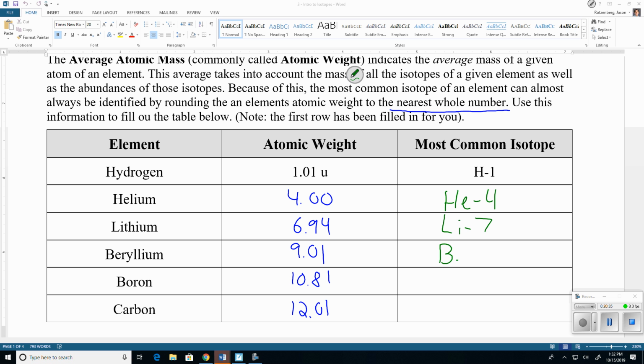Justin, what would it be for beryllium? 9. Mariah, what would it be for boron? 11. And carbon would be 12. Okay?